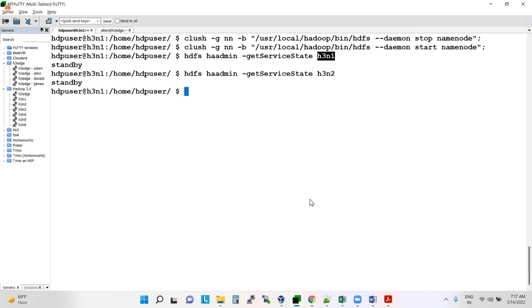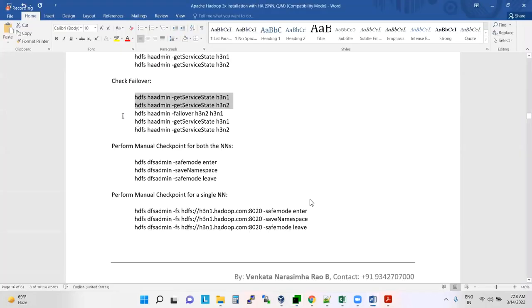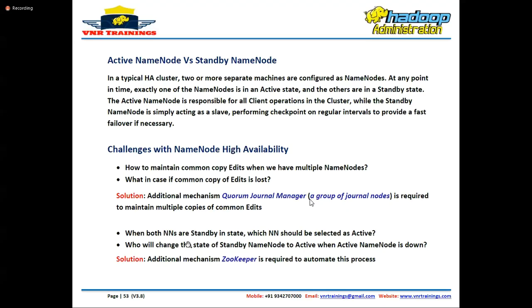So now we should not take this option of deciding who should become active and who should become standby. That should happen automatically. First thing, got it, guys? When you have two standbys, who should become active and who should become standby should be done automatically. Second thing: who will change the state of the standby name node to active when the active name node is down?